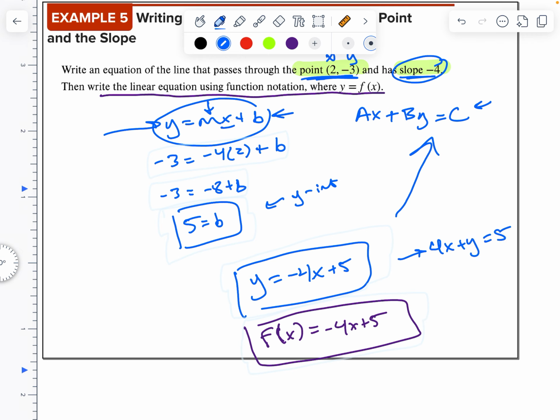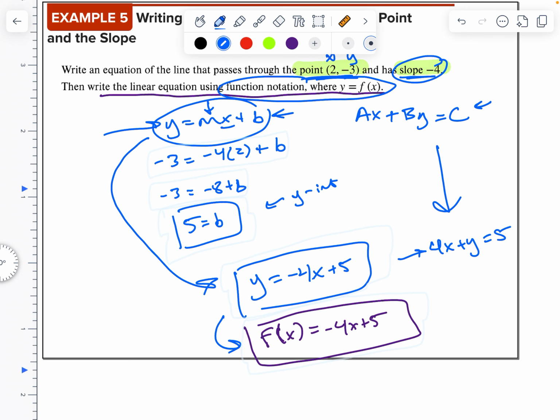All right, so now we have both forms. It didn't say specifically which form that it wanted, so we have a copy of both. We have standard, and we have slope-intercept. This is a function. You can always replace y with f of x. This is just function notation. It says write the linear equation using function notation where f of x equals y. All that's saying is replace the y with f of x. Function notation, any f of x is the same thing as a y.